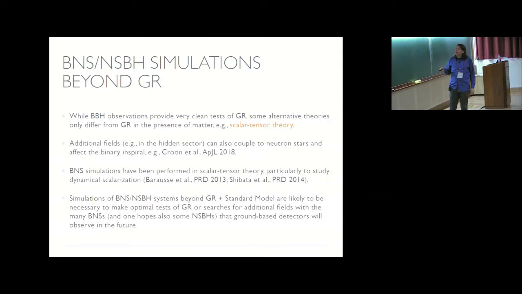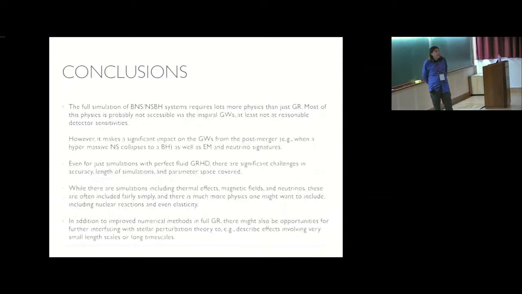To conclude, you need lots of physics if you want to describe all of neutron star and black hole systems. If you want to just describe the inspiral gravitational waves, we can probably get away with just perfect fluid GRHD. But if you want to do anything with kilonova or gamma-ray burst counterparts, you would probably need lots more: magnetic fields, neutrinos, that sort of thing. There are challenges even for the GRHD cases, in the length of the simulation and the accuracy, and it's even more the case as you add in more physics. So I think I'll leave it there.